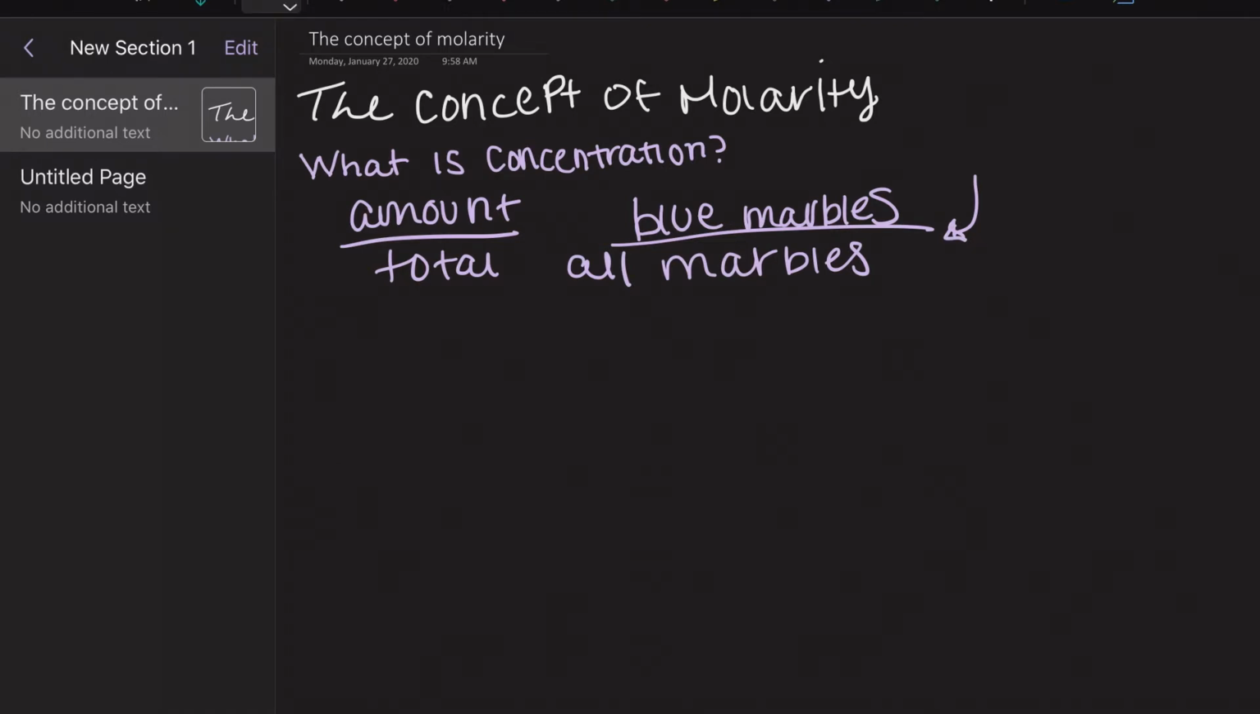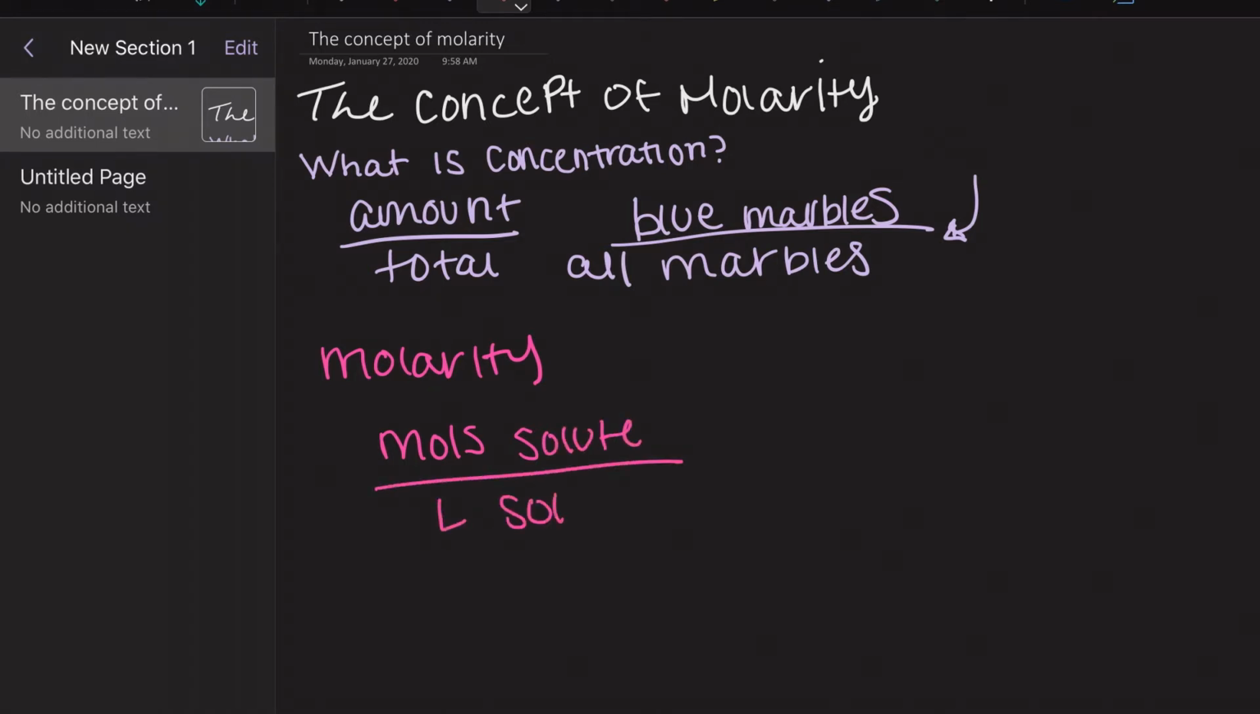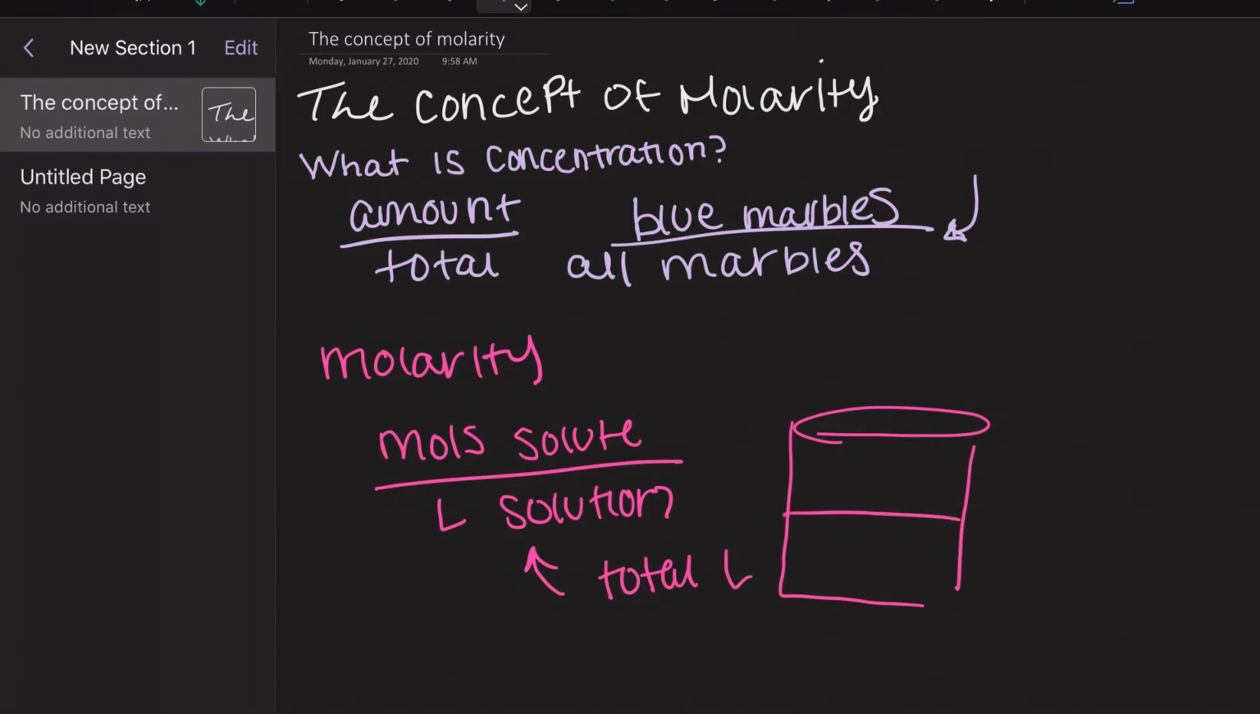But what does that mean for molarity? Molarity is a way of expressing concentration of a solution, which means that it is the moles of solute over the liters of solution, or total liters. And what it tells us is how many moles we're working with if we were to use 1 liter of solution.